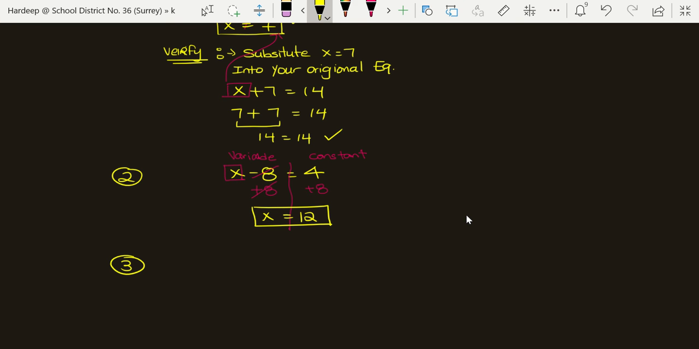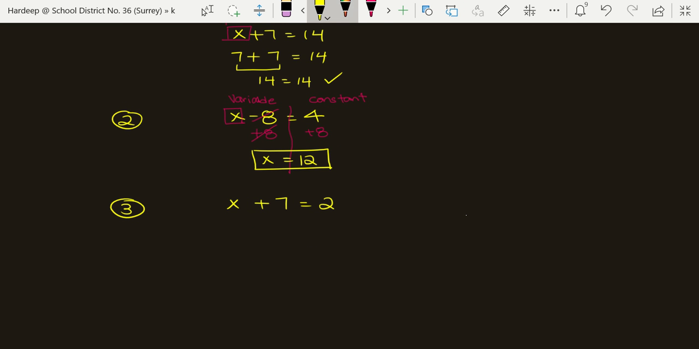Let's do number 3. x plus 7 equals 2. Now I am going to subtract 7 from both sides. See, this is positive 7, and I did the inverse of that, which is the opposite number, negative 7. These cancel out, and I'm left with x equals 2 minus 7, which is negative 5. x equals negative 5 is your answer.